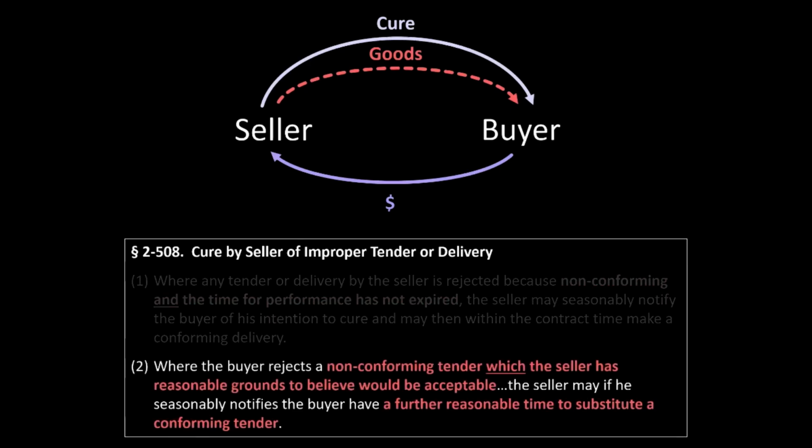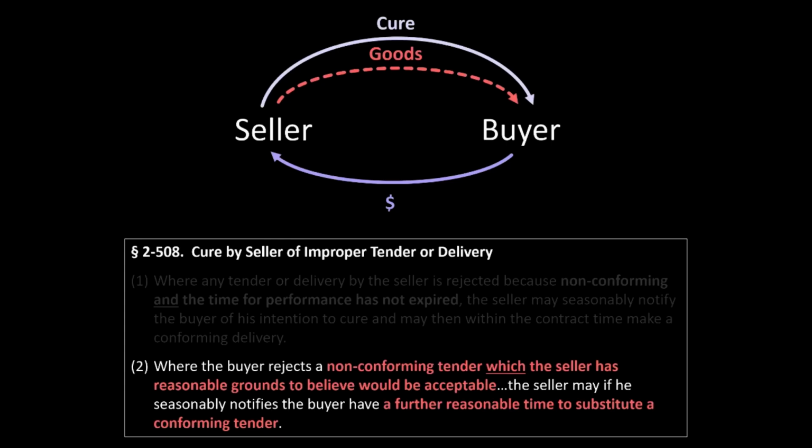Subsection 1 is relatively easy to understand. Subsection 2 is much more nuanced and inscrutable. It applies only where the seller reasonably believed her tender was conforming. That is, either through her negligence or innocent oversight, the seller did not know or expect that her tender of goods would be rejected by the buyer. But the goods or the manner of the seller's tender is in fact non-conforming and the buyer does reject the seller's tender. Then the seller is allowed a further reasonable time to cure with a conforming tender.